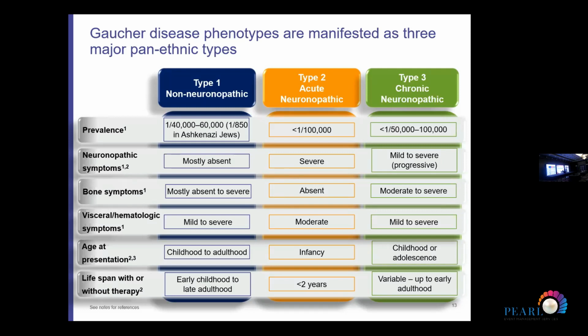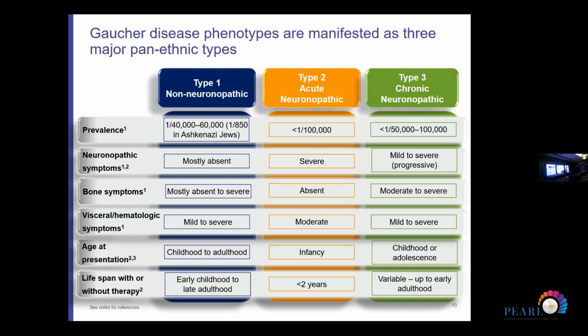The type 2 is the most severe and the most devastating. So it's called the acute neuronopathic. These patients usually present in early infancy. They have massive hepatosplenomegaly, anemia, thrombocytopenia with significant neurological manifestations. They have dystonia, significant failure to thrive, and usually they do not survive beyond their first or second birthday. And this type is untreatable, so the enzyme replacement therapy does not cross the blood-brain barrier.